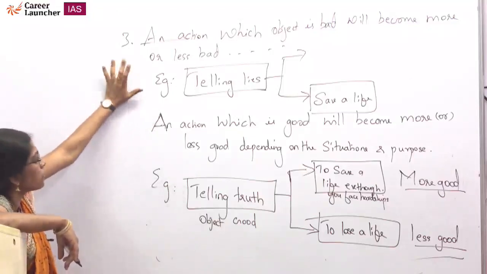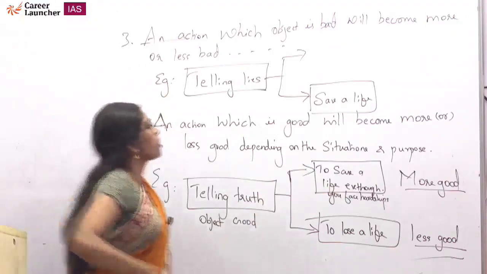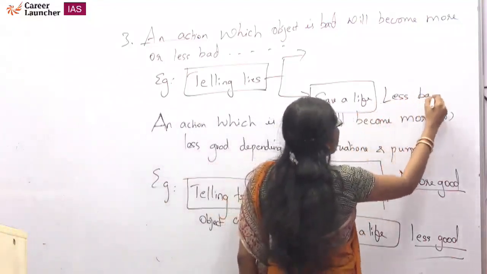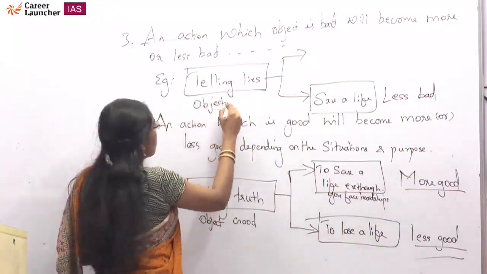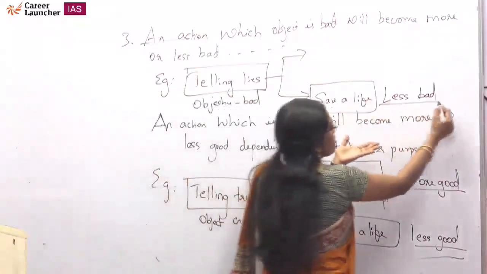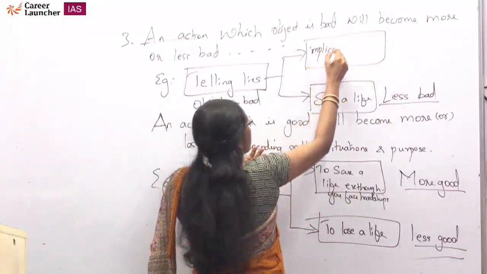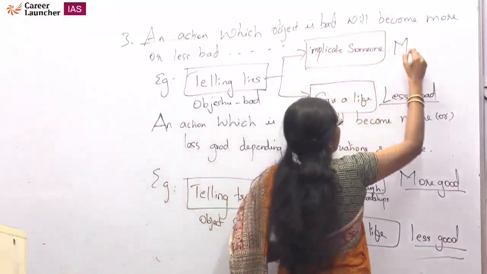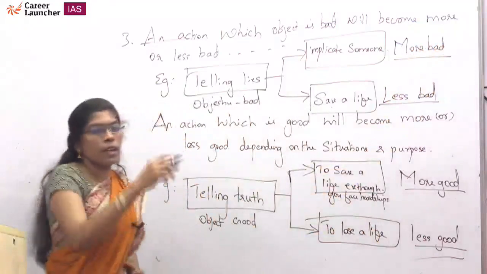So, save a life. For saving a life, you are going to tell a lie. This, they are saying, is less bad. Because anyhow, telling lies, the objective of this is bad, so it will remain so. But if you are telling a lie to save a life, then it becomes less bad. And if you are telling a lie to falsely implicate someone in court, false accusations, then it is more bad, they are saying. You are telling a lie in order to harm somebody, then it is more bad. You are telling a lie in order to save a life, then it is less bad.